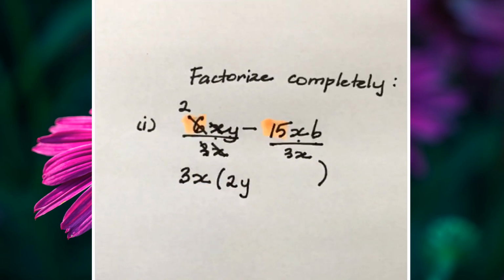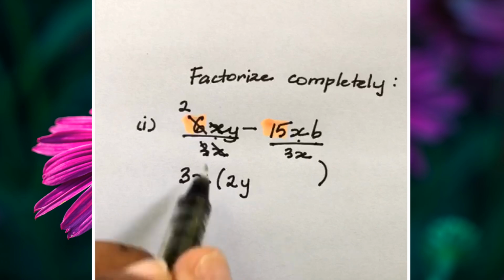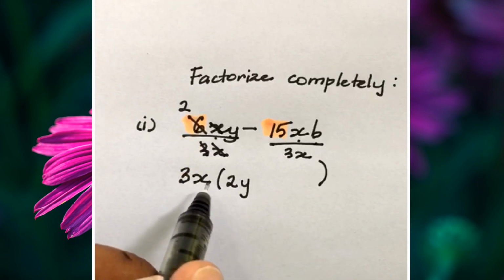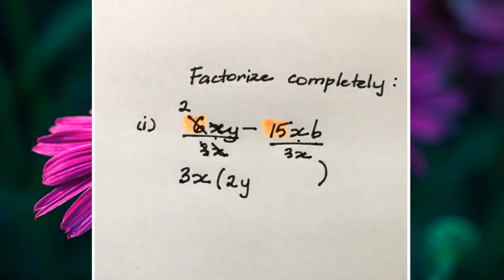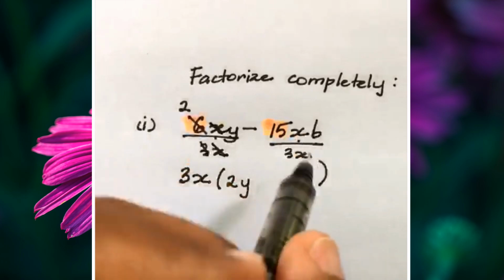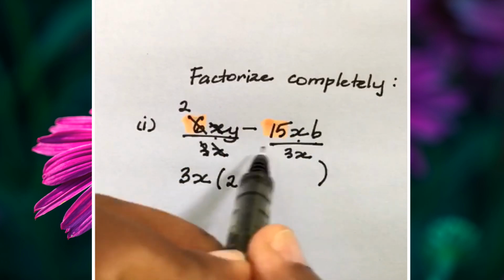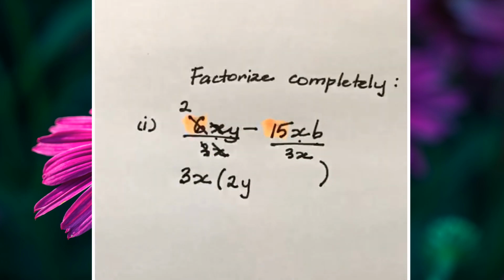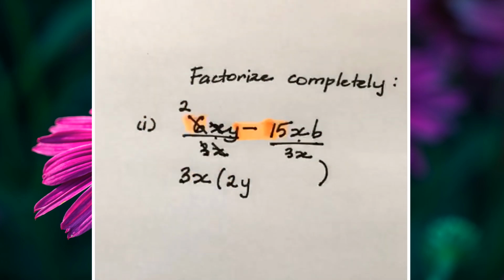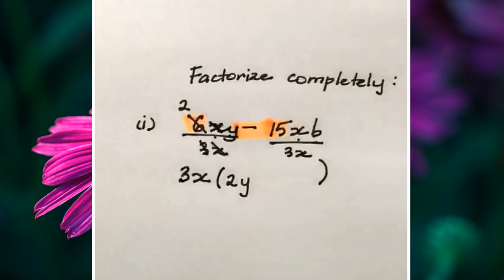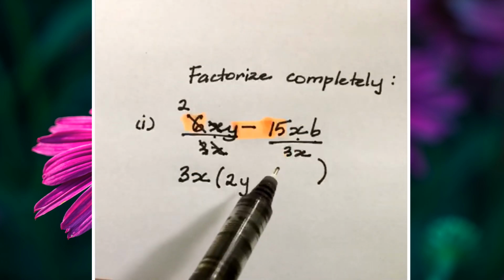Let's check it as we go along. So 3 times 2 is 6, which we had, and x times y gives us xy. So 6xy. So far, we're good. Let's go over to the other side now. So we have this minus 15. I'm going to put a minus there because, trust me, it's good. So I have that minus 15 and we're dividing by 3.